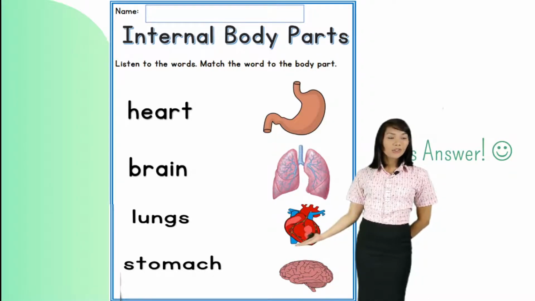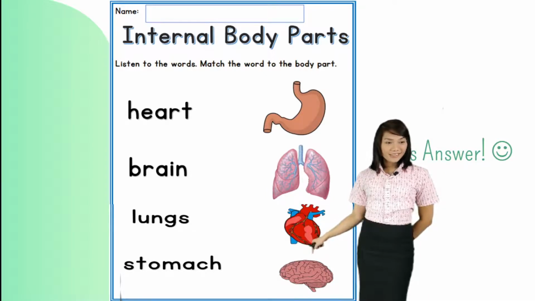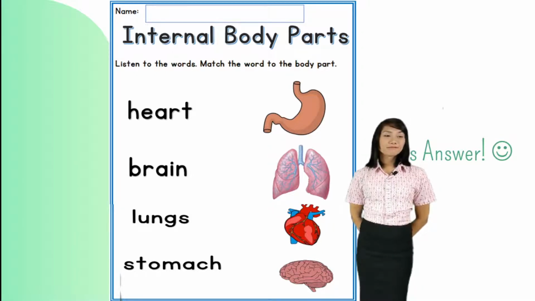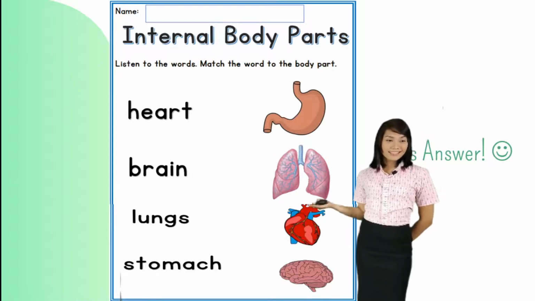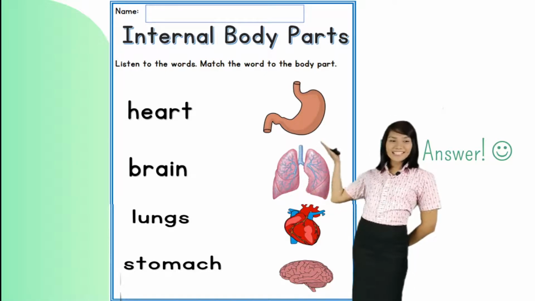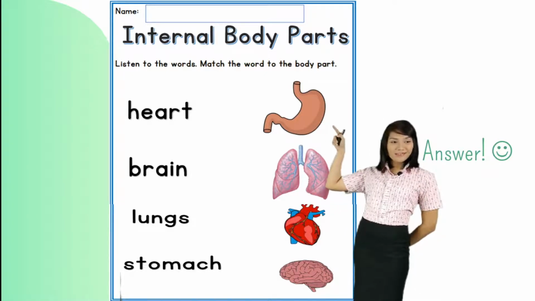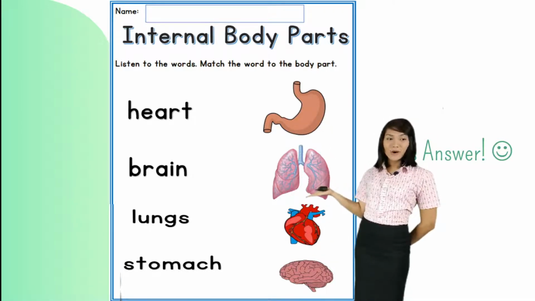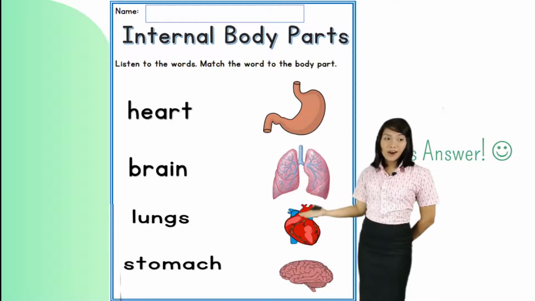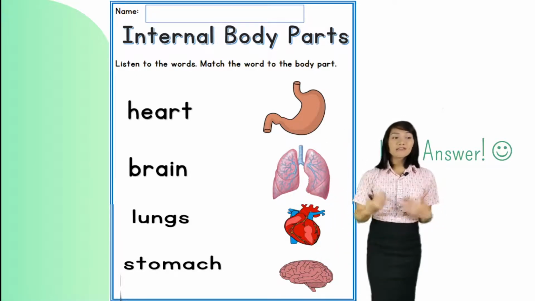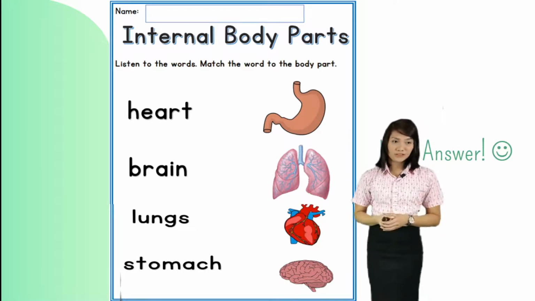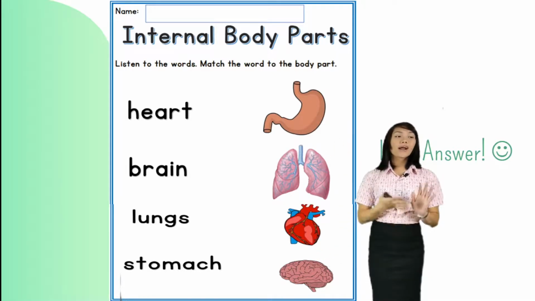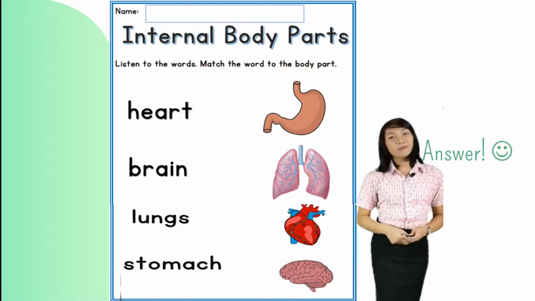Next, how about your brain? Here's your brain. This one. How about your stomach? Is this your stomach? Oh no, this one is your stomach. This one, it's your stomach. And last would be your lungs. Okay, so this is your lungs. So these are the internal body parts in their individual graphic pictures, okay? So remember these four. These are the four major internal body parts of our body.